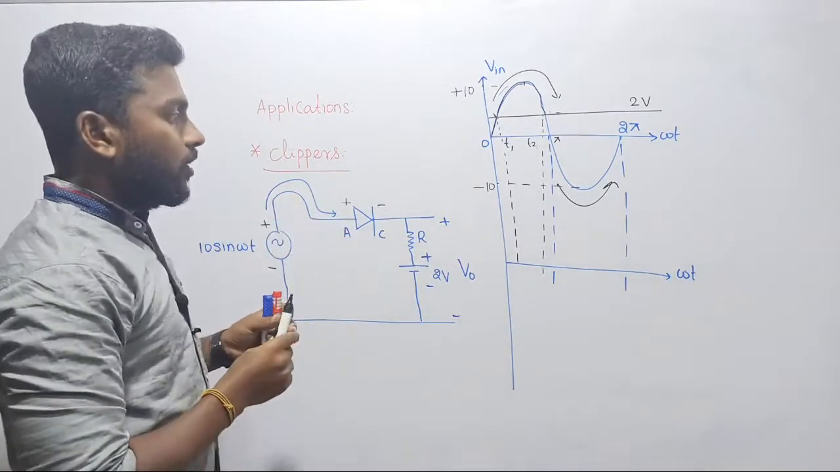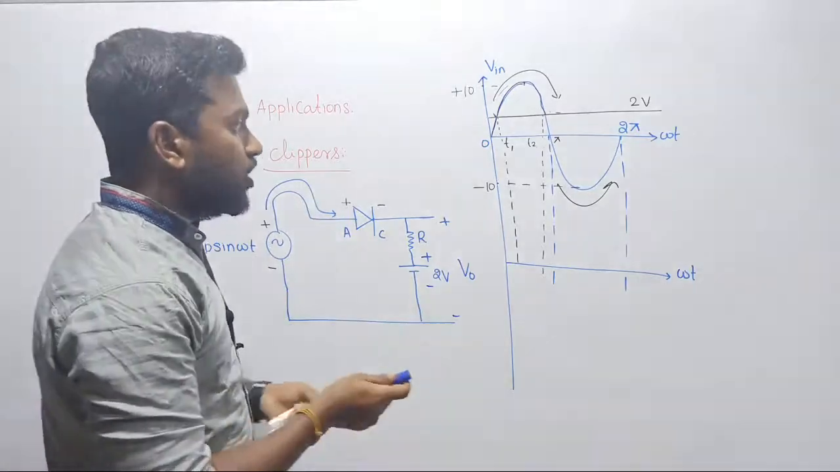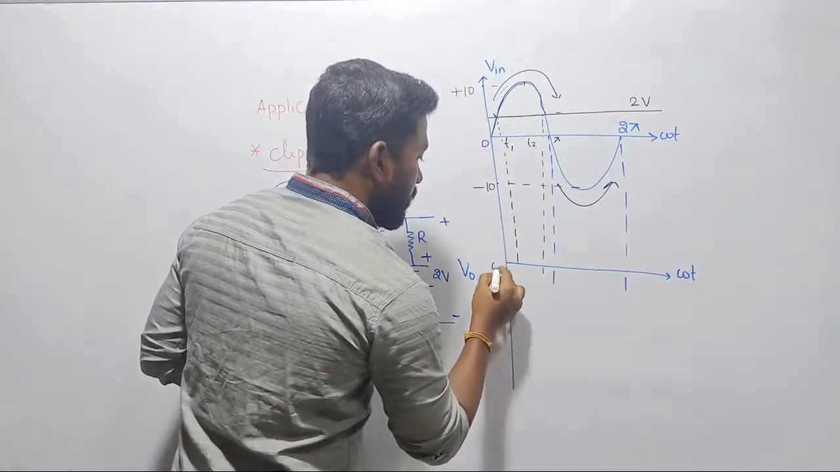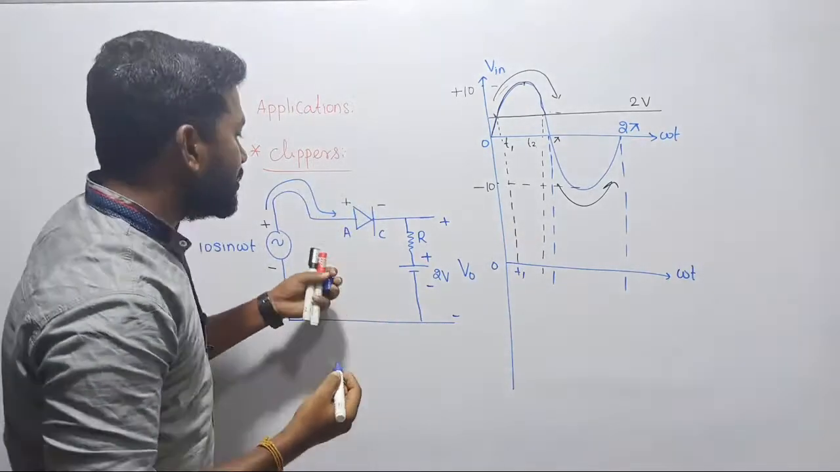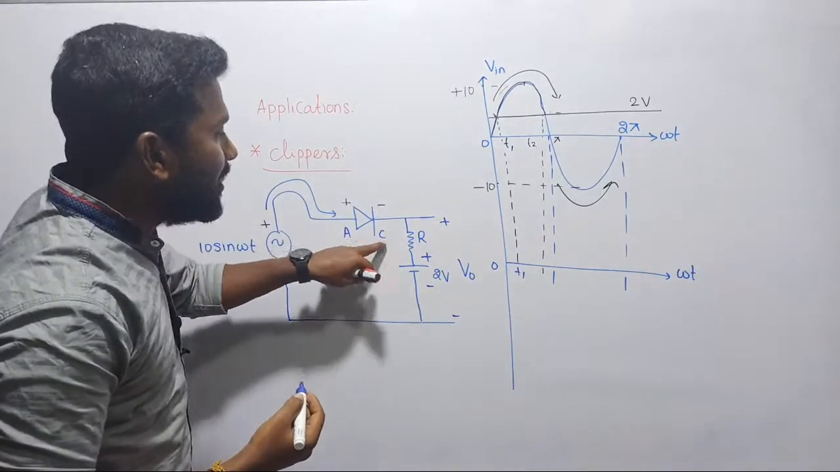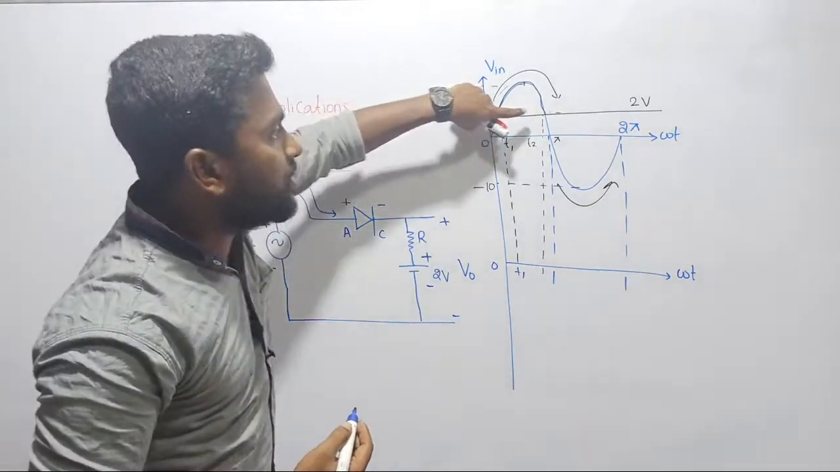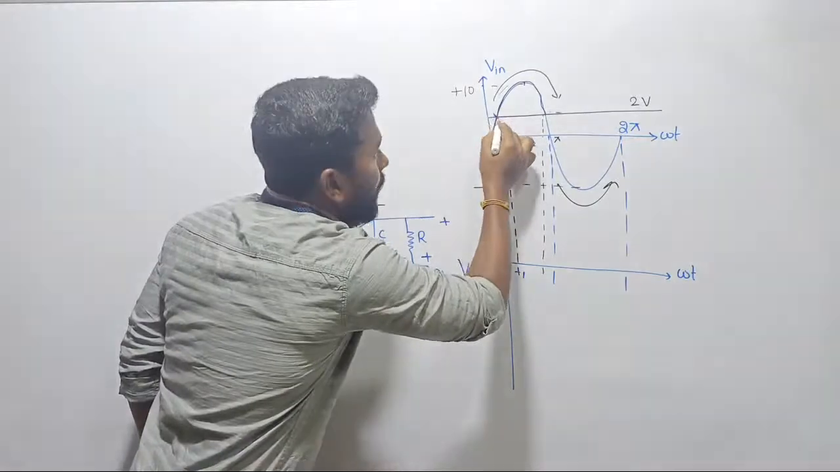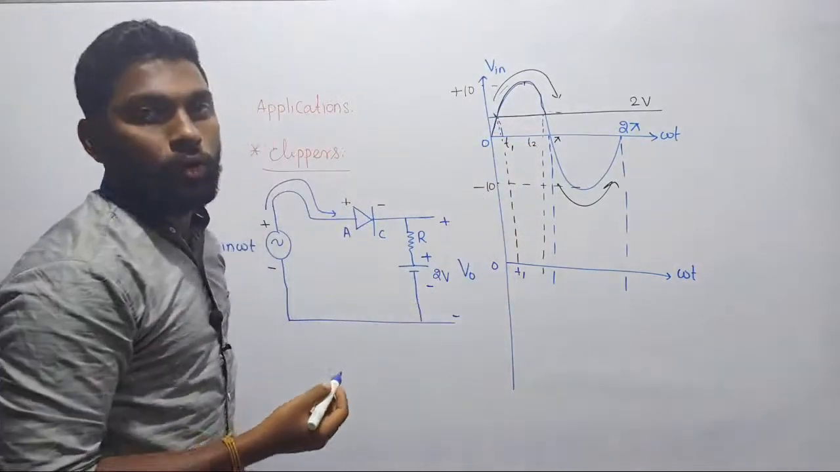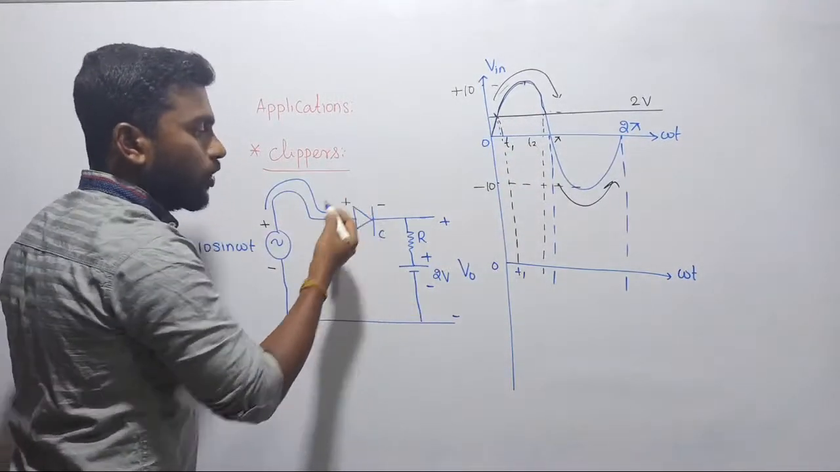Okay, sir, fine. Now the conclusion is what? From 0 to T1, your diode is turned off. Why is it turned off? Because the voltage across the anode is less than the voltage across the cathode. Cathode is having 2 volts constant, sir. So up to T1, up to this point, what is the output voltage? Up to T1, your diode is open circuit.